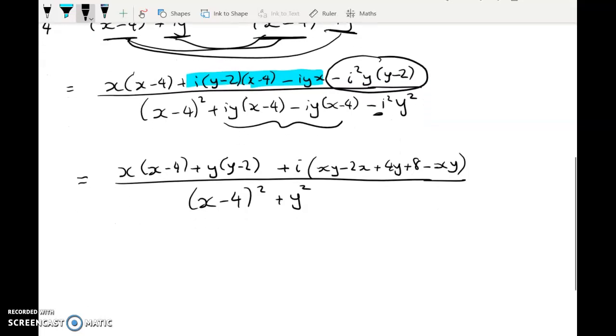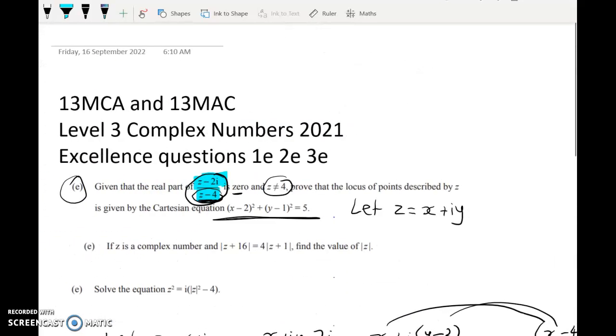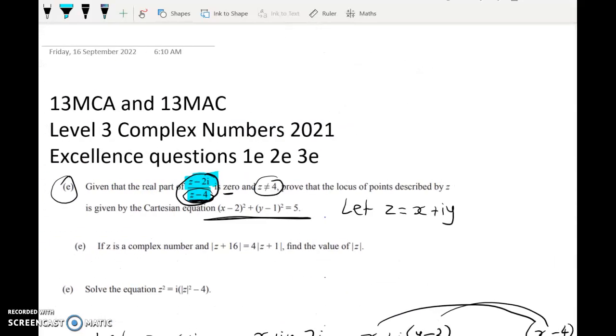So we've got that far. And now we have to look back at the question to go any further, right? So remember the question told me somewhere up here that the real part of this thing is 0.